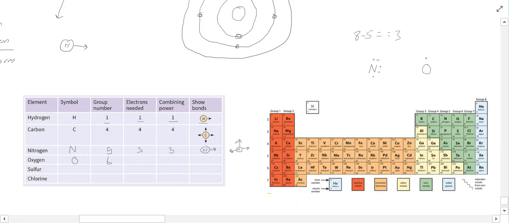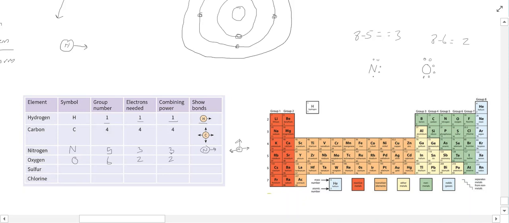So if it's in group 6, it means it has 6 electrons. So it has 1, 2, 3, 4, 5, 6. So it needs 8, so minus 6. So therefore it's going to need 2 more electrons. If it needs 2 electrons, it has a combining power of 2.